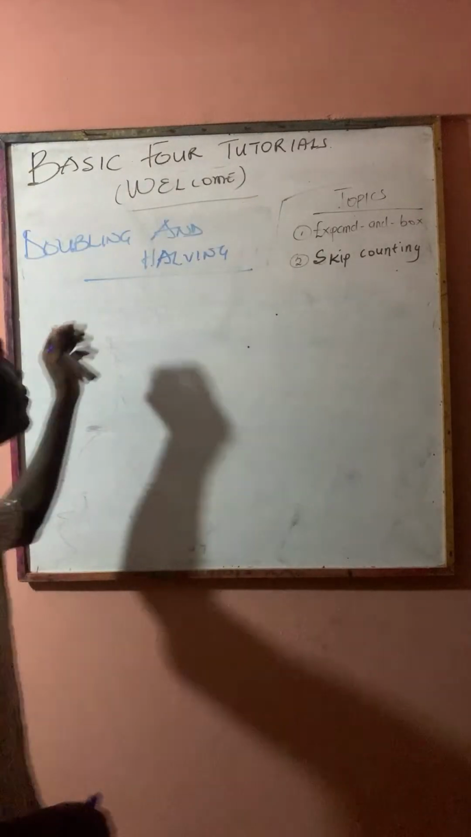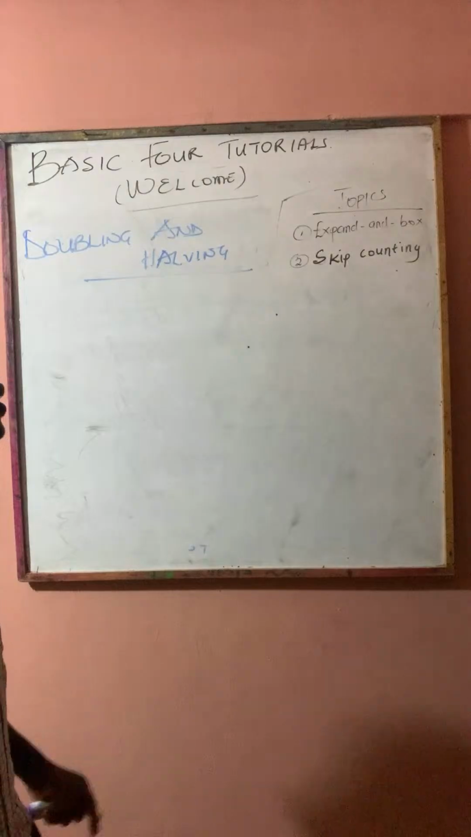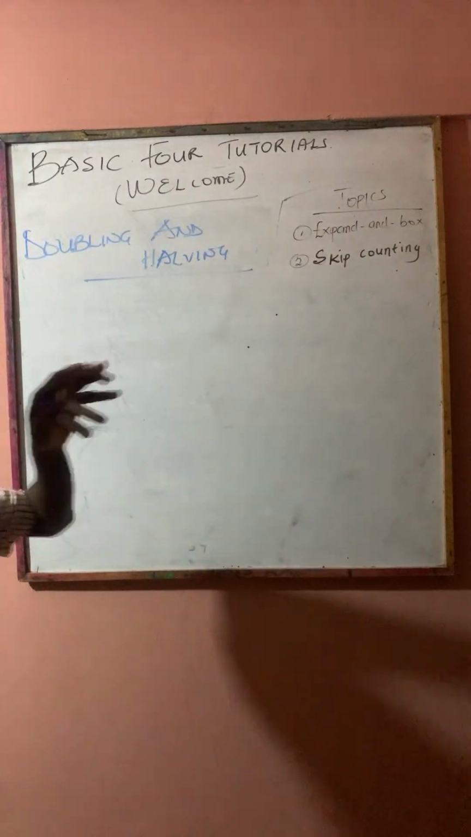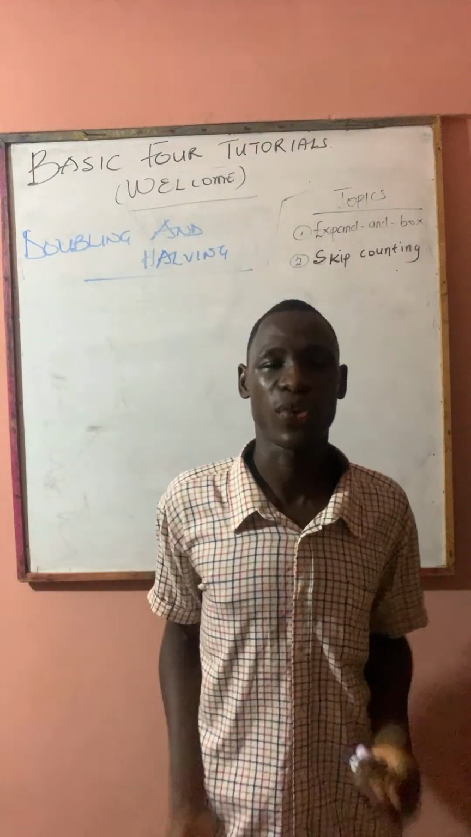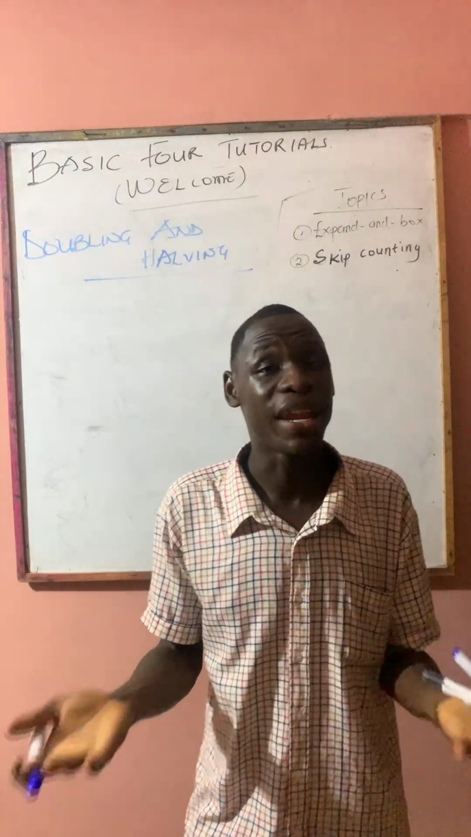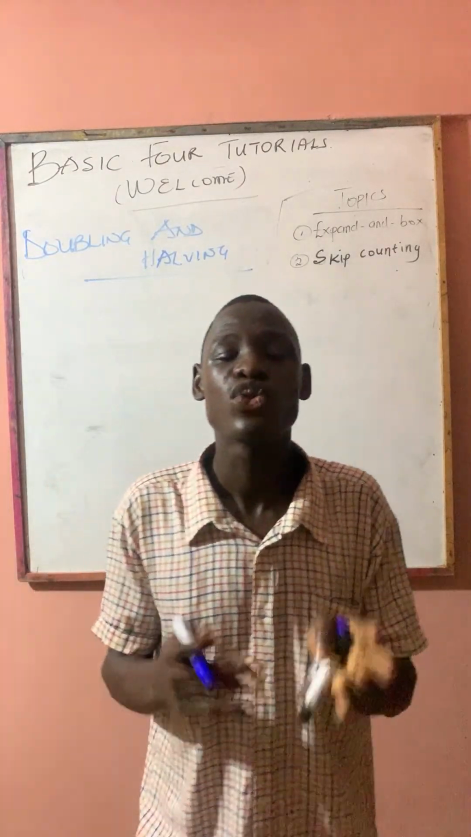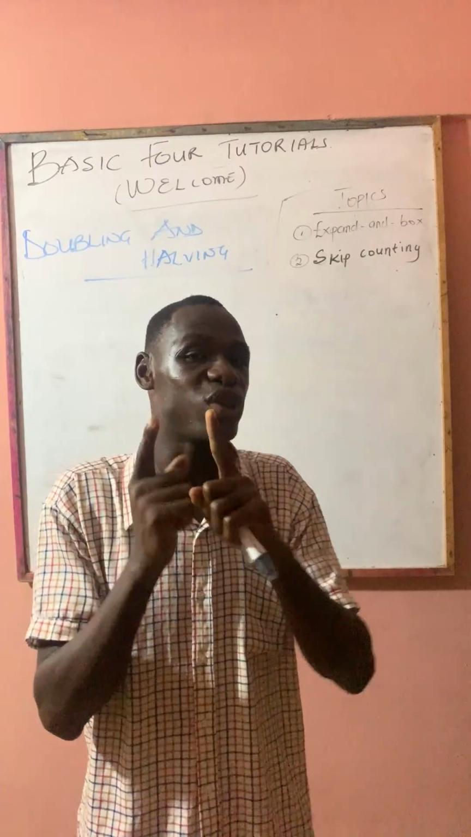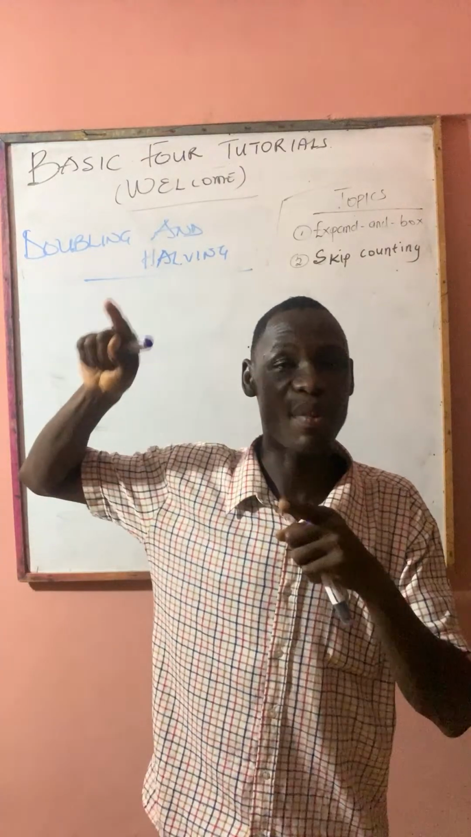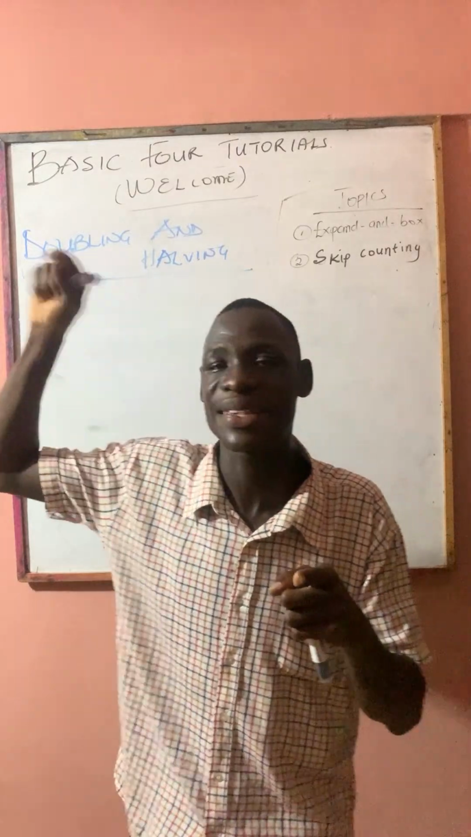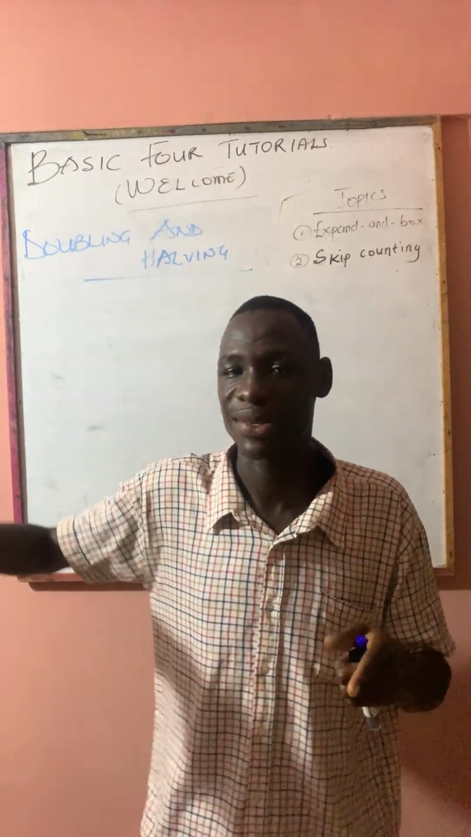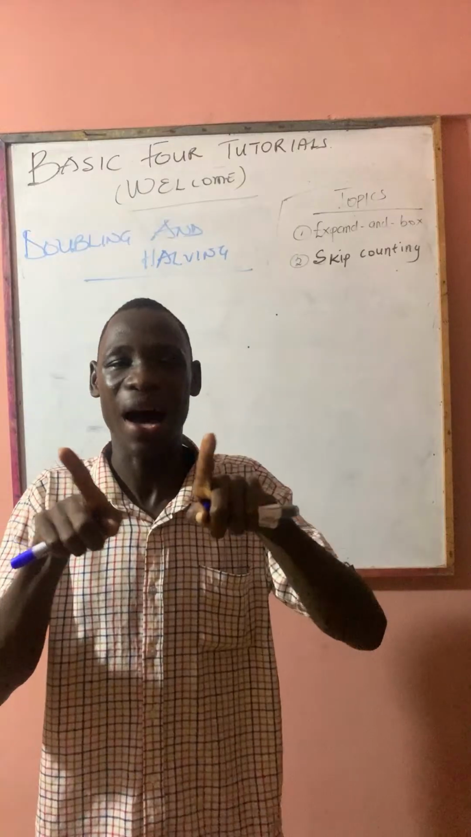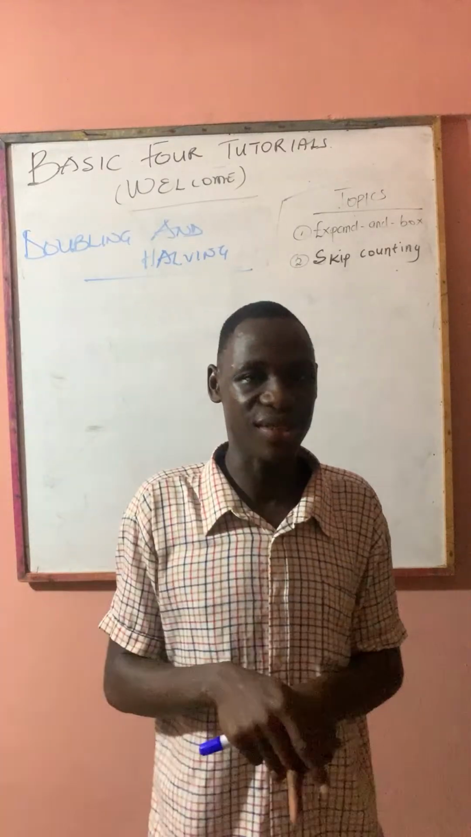So let's move on. Doubling and halving. We said, what does it mean to double something? To double a number is simply to add a number to itself. You don't get confused with square numbers. For square numbers, you have to multiply a number by itself. But to double means you are going to add a number to itself.